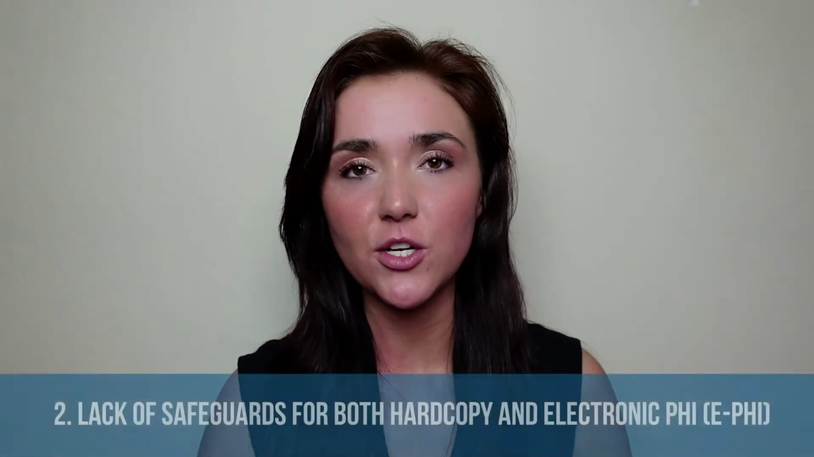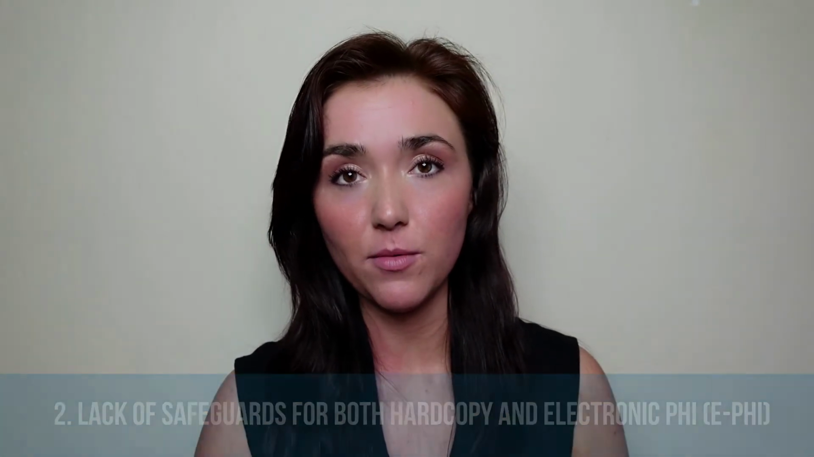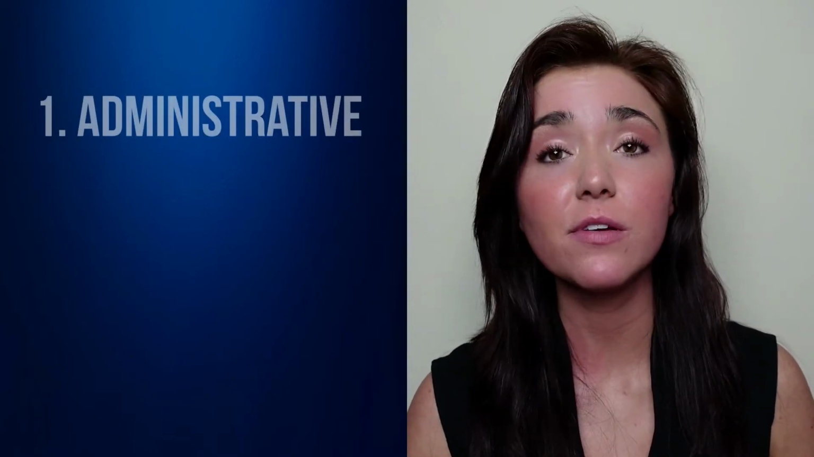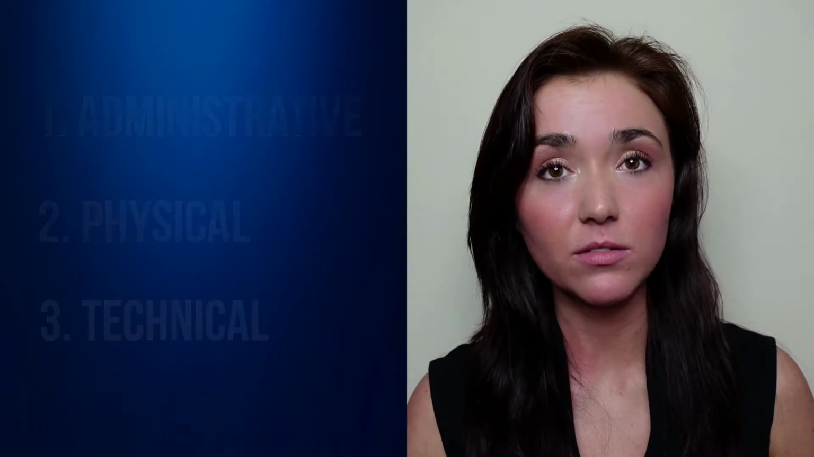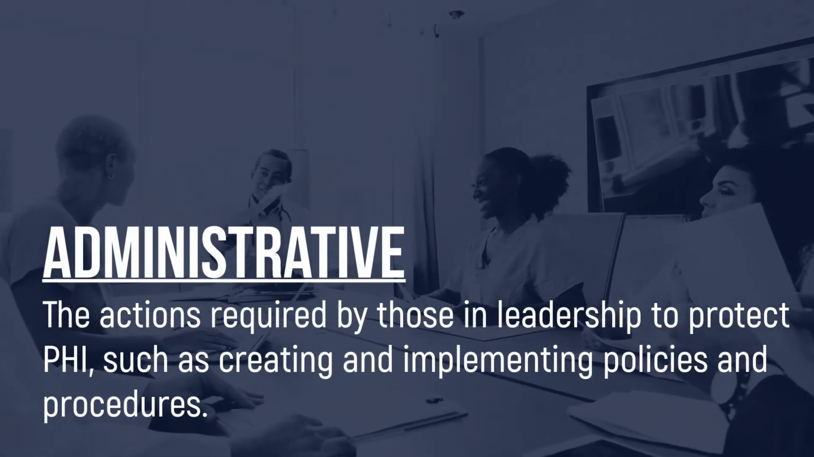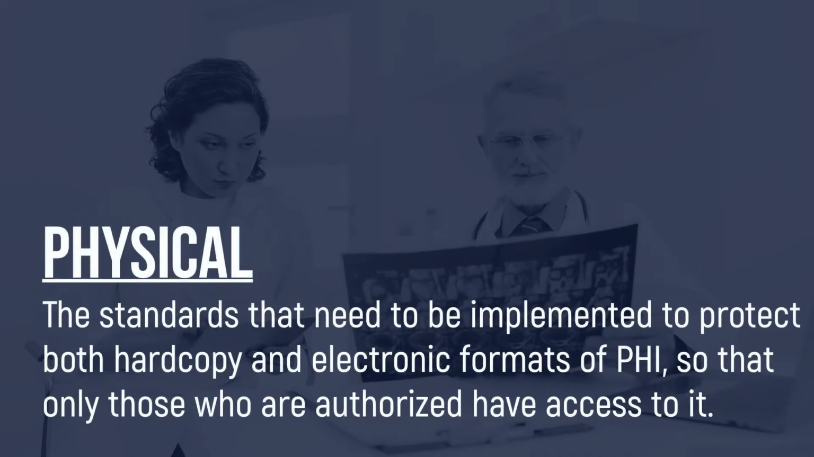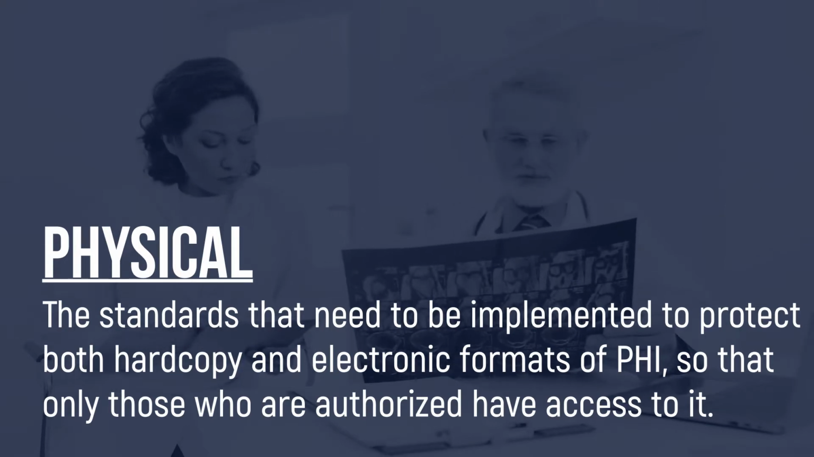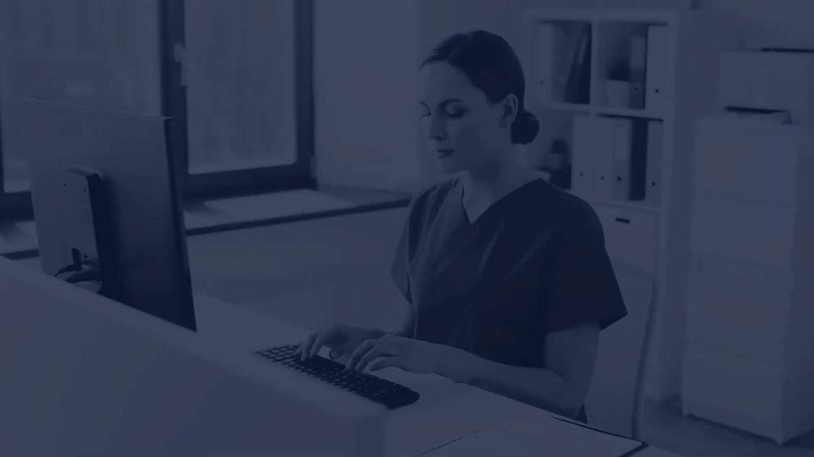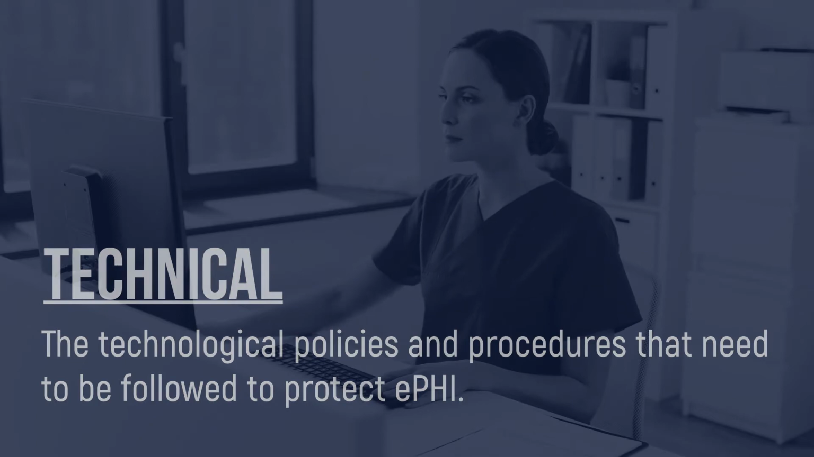The second most common issue is a lack of safeguards for both hard copy and electronic protected health information. The 3 safeguards as outlined in the HIPAA security rule are administrative, physical, and technical. Administrative covers the actions required by those in leadership to protect PHI, such as creating and implementing policies and procedures. Physical includes the standards that need to be implemented to protect both hard copy and electronic formats of PHI, so that only those who are authorized have access to it. Technical includes the technological policies and procedures that need to be followed in order to protect ePHI.